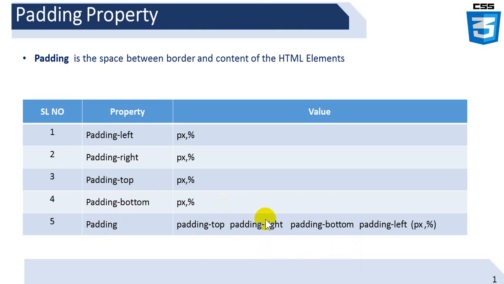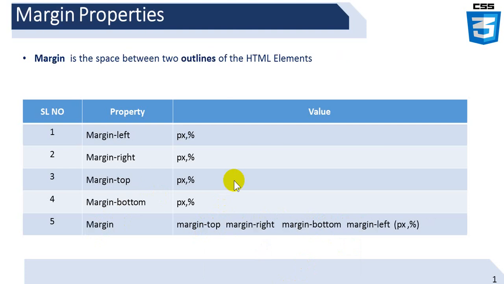Padding top, second value padding right, third value padding bottom, fourth value padding left, okay. So please go through these ones. I hope you guys understood. So we will move to the margin properties now. So what is margin here? The space between two outlines of the HTML elements, clear?